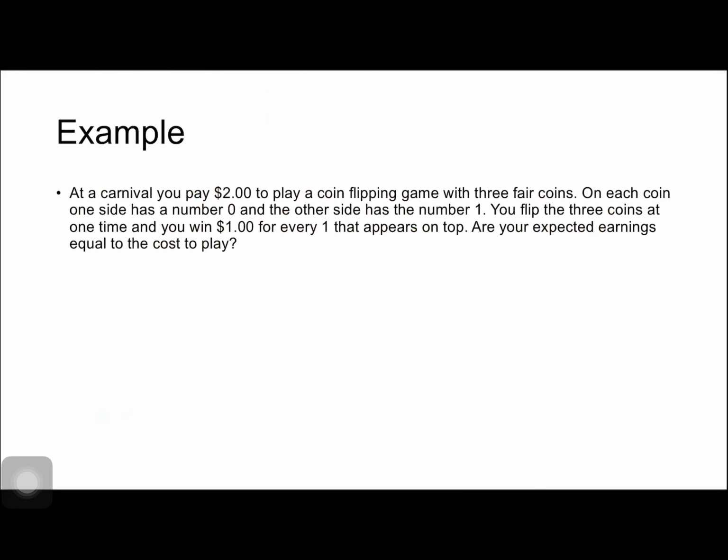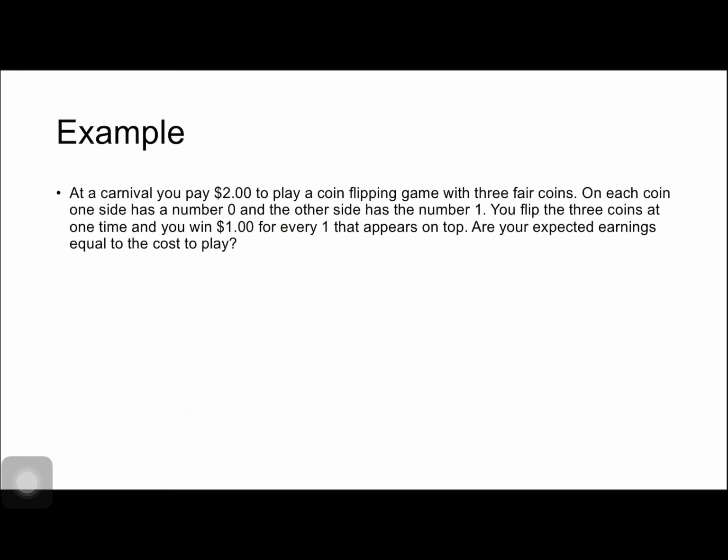Another example: at a carnival, you pay $2 to play a coin flipping game with 3 fair coins. On each coin, one side has the number 0 and the other side has the number 1. You flip the 3 coins at one time and you win $1 for every 1 that appears on top. Are your expected earnings equal to the cost to play? So for this one, we need to list down all possible outcomes for the coins.